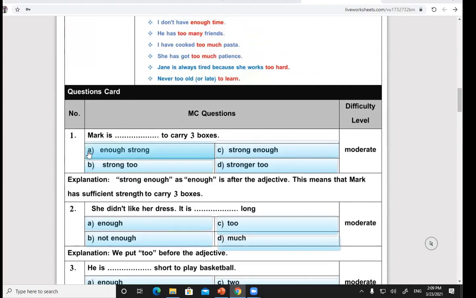Mark is enough to carry three boxes. Strong enough. Okay. So, strong enough.